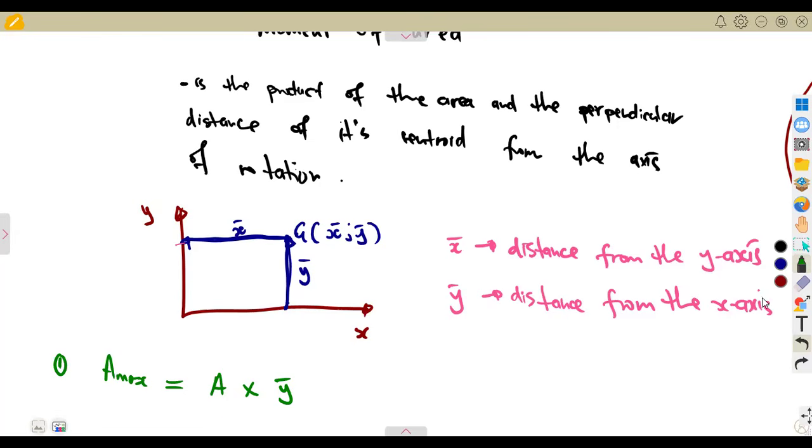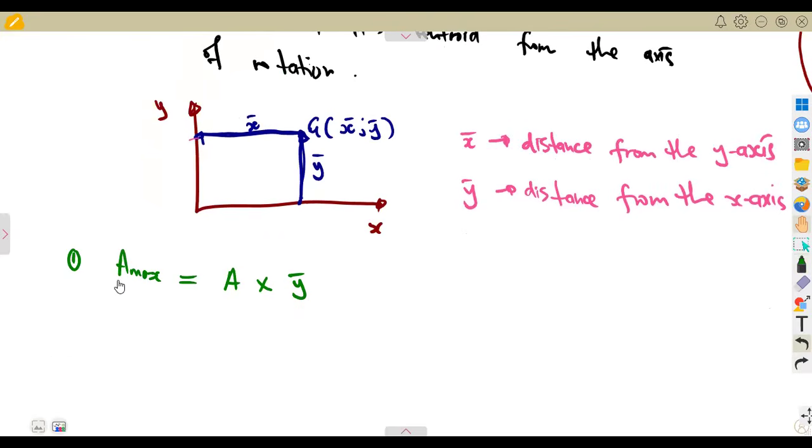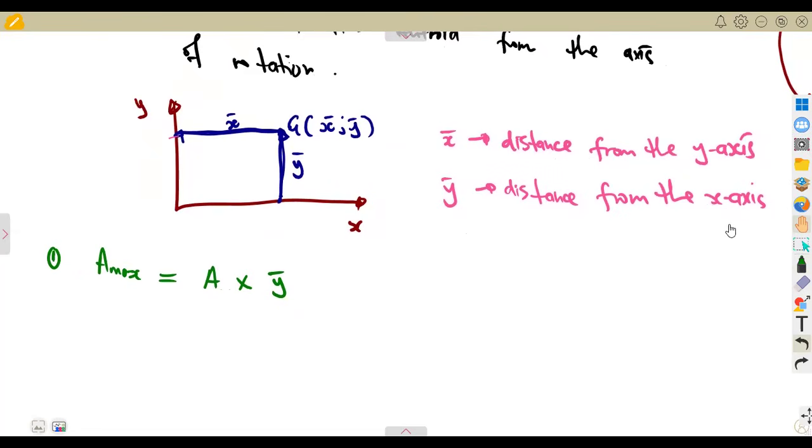So what does it mean? It means if I have got the area moment and also the area, I can calculate this distance from the x-axis, which is y bar. So it follows that y bar is going to be what? If I divide this by the area here, I'm going to have the area moment over the area. So meaning to say I'm going to be left with the area moment for x over the area.